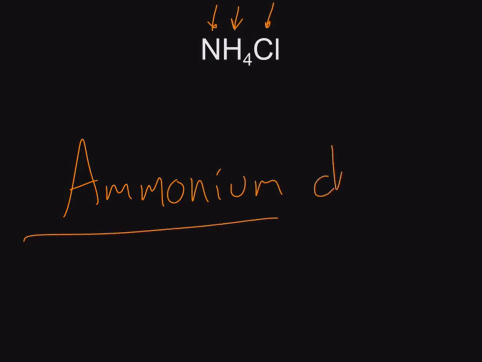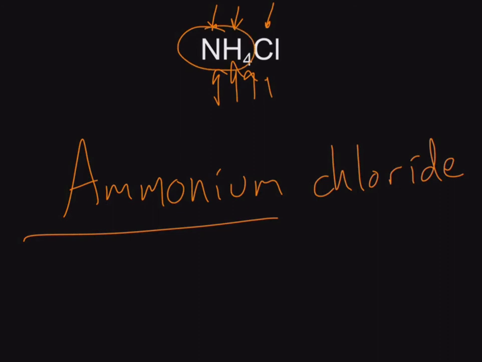And chlorine, remember, becomes chloride. So again, the fact that there's a 4 here has nothing to do with the name. This is not nitrogen, hydrogen, chloride. It's ammonium. That's the name of this whole group of atoms. And then the other element is chlorine, which becomes chloride. So ammonium chloride.